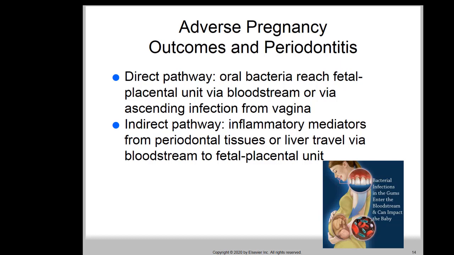The overall level of evidence linking the adverse pregnancy outcomes in periodontal disease is generally considered to be modest. Although the rates of the adverse pregnancy outcomes are higher among patients with periodontitis, periodontal treatment research has been inconsistent in reducing the rates of these adverse outcomes.